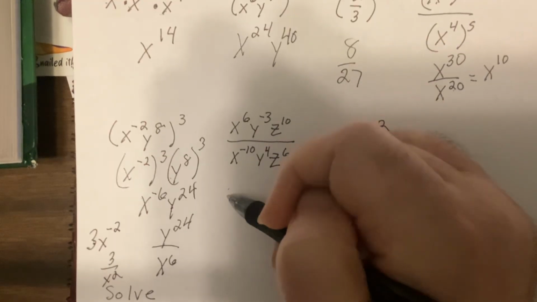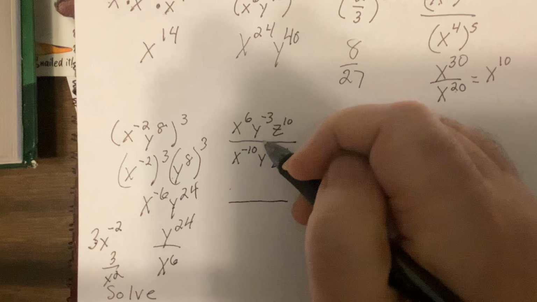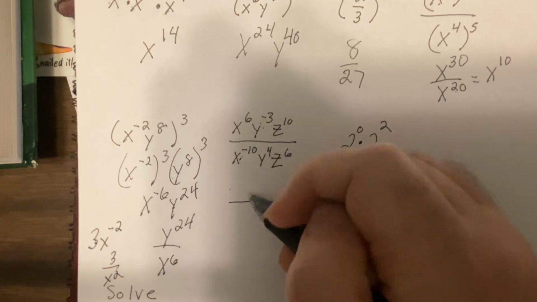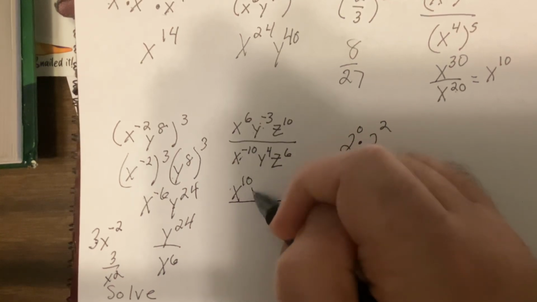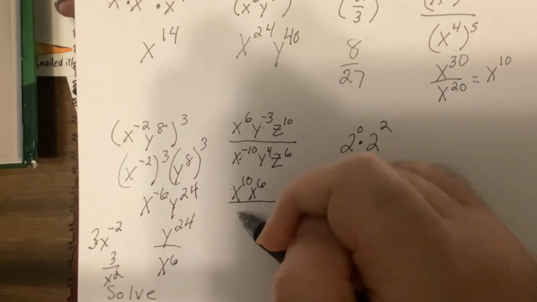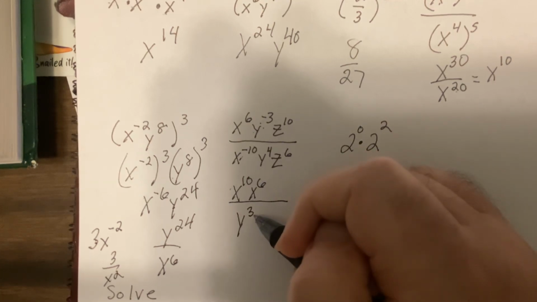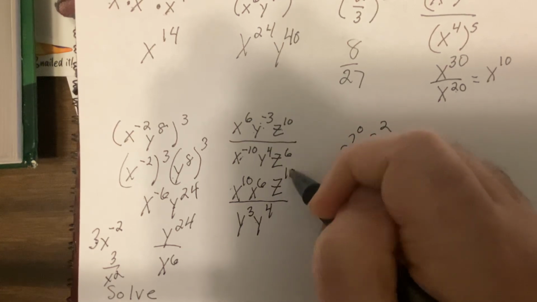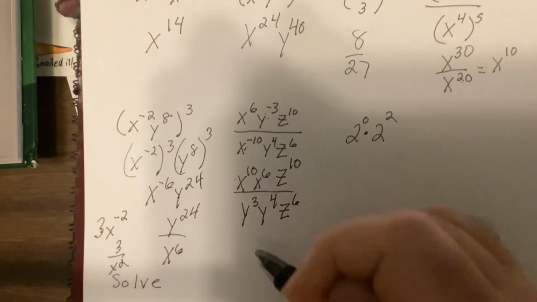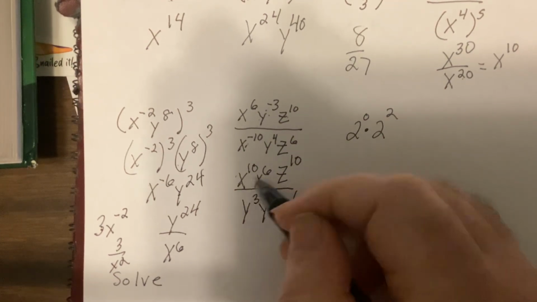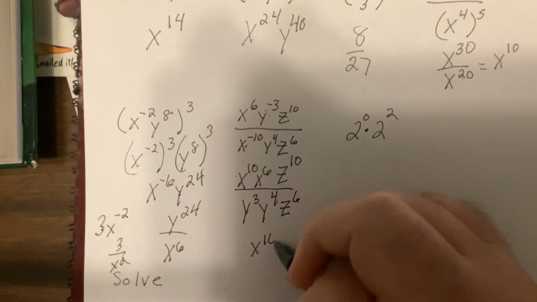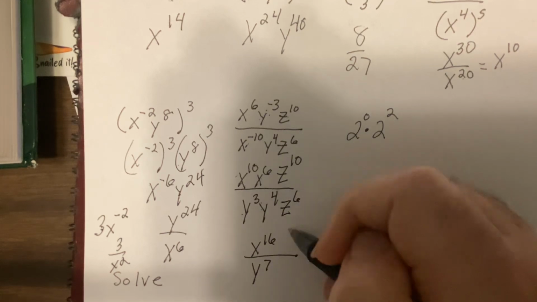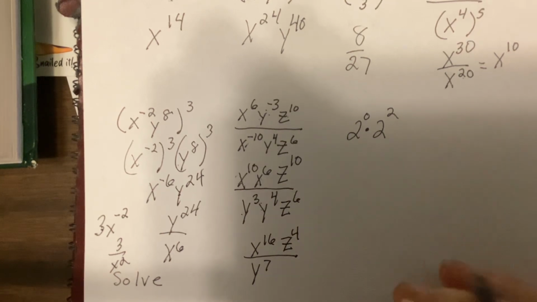This one. Now, there's different ways of doing it. I like to move the terms with the negative powers. So that's what I'm doing. Bring the x to the 10th up. x to the 6 doesn't move. Move the y to the 3rd down. And the z's do not move. Now I use the division rule. x to the 10th times x to the 6th is x to the 16th. y to the 3rd times y to the 4th is y to the 7th. And this should be z to the 4th.